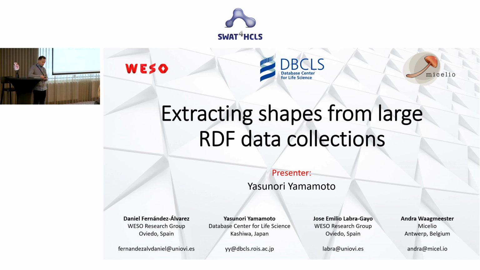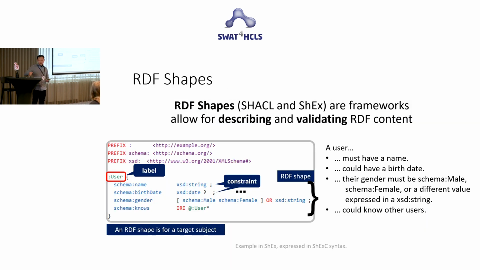Okay, let's start. First, I'll briefly introduce RDF shapes. Maybe all of you already know this, but to briefly introduce: RDF shapes are frameworks for describing and validating RDF content. This is an example here. An RDF shape is for an RDF dataset. It's specific to a subject, so for each subject you have to specify these kinds of properties.